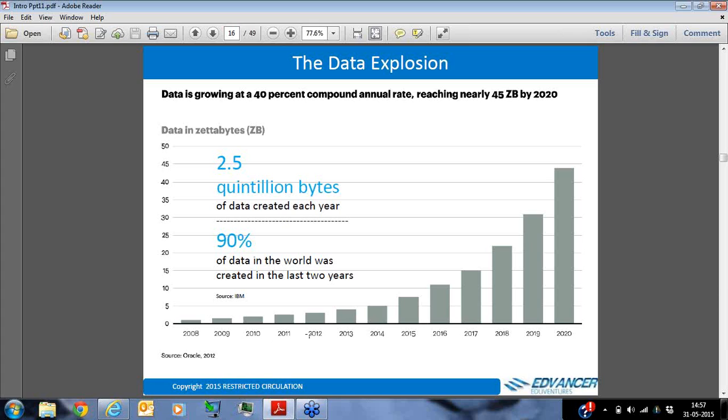Another study by Oracle, if you see, they said that the total amount of data available in the world was about 3.5 zettabytes in 2012. And they are expecting this to grow at a 40% rate every year. And they expect the total amount of data to reach 45 zettabytes by 2020. That is a humongous growth in data being generated across the world.